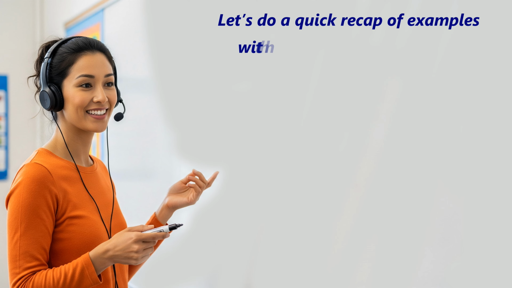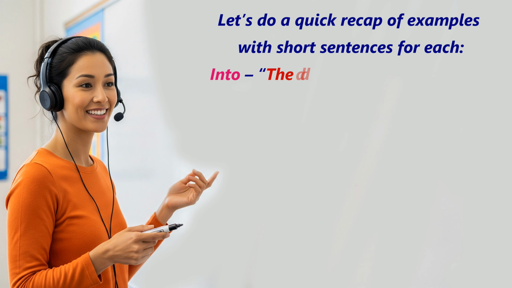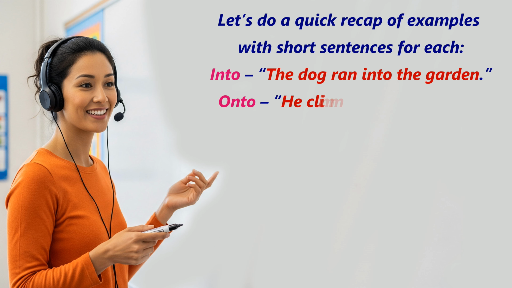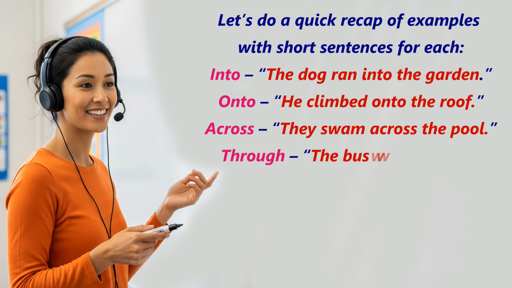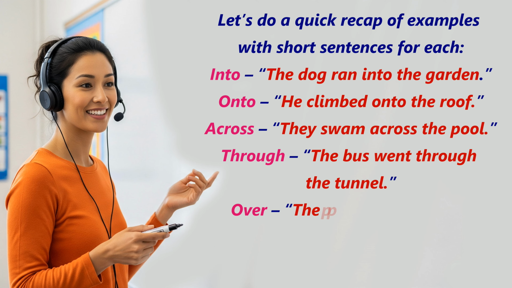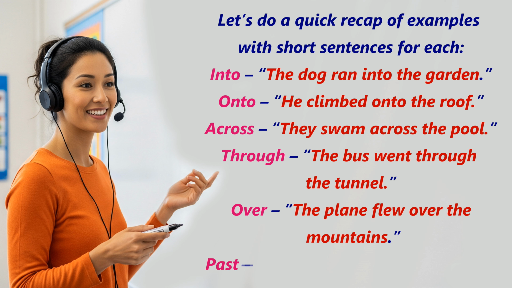Let's do a quick recap of examples with short sentences for each. Into, the dog ran into the garden. Onto, he climbed onto the roof. Across, they swam across the pool. Through, the bus went through the tunnel. Over, the plane flew over the mountains.